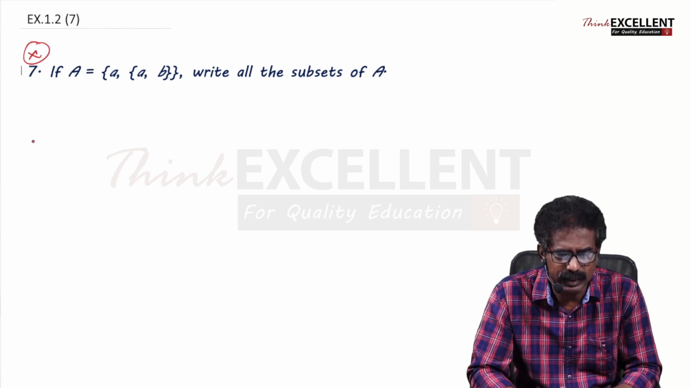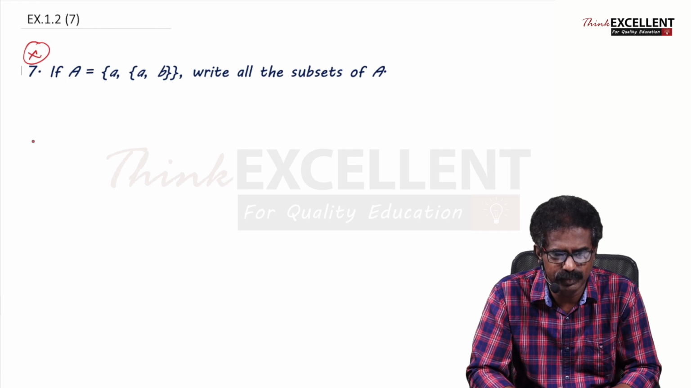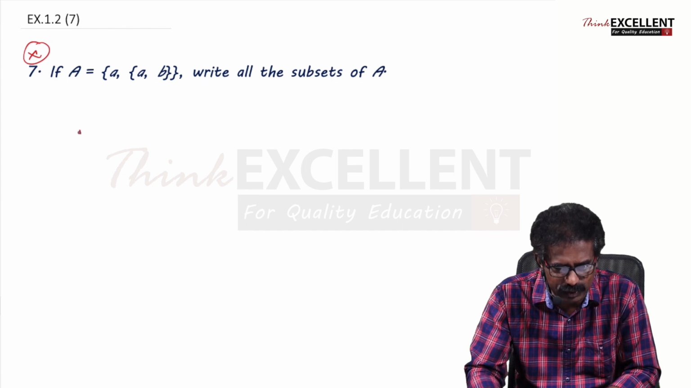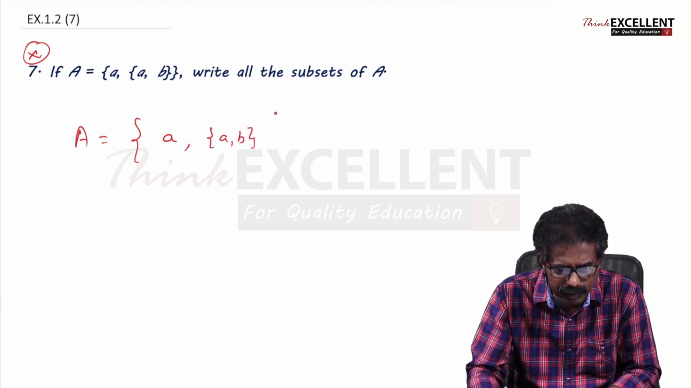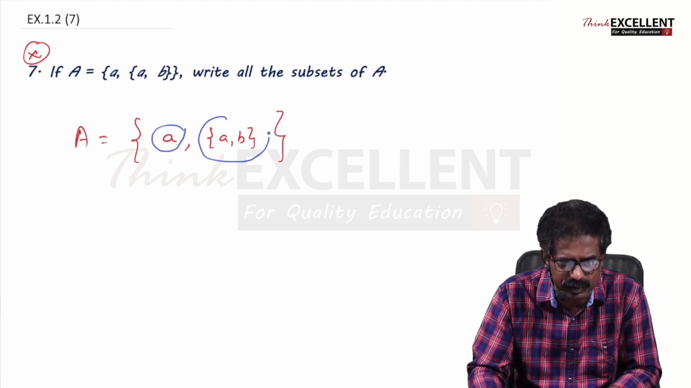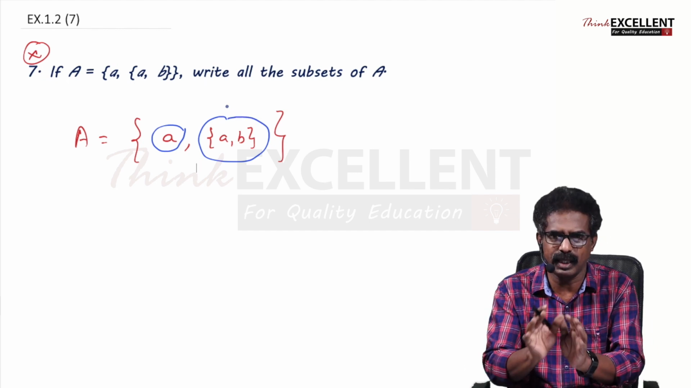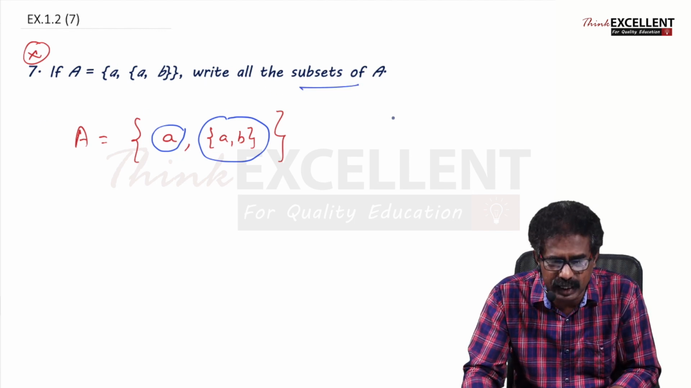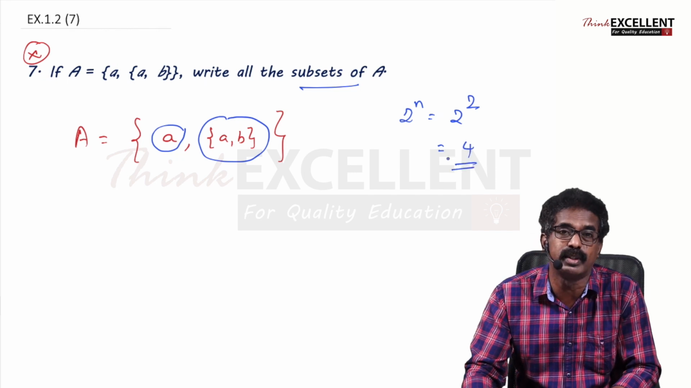Okay, now listen here, sum number 7. If A equal to, a different type of set, right? First time you are seeing this. So A equal to, the first element is A, this is the second element. So this is one element, this is another element. Some set bracket AB, that is the second element. So only how many elements are there? 2 elements. Write all the subsets. Number of subsets, there's a formula 2 raised to n. Here 2 raised to, how many elements are there? Only 2 elements. So 2 square, 2 into 2, 4. So you are going to get 4 subsets.